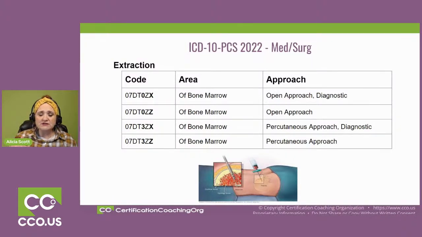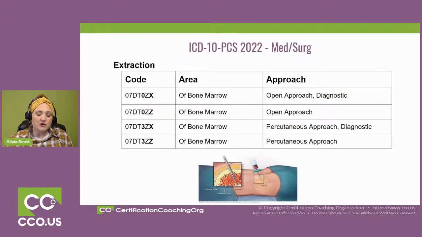So ultimately, what are we extracting? Bone marrow. How are we going to access that? We can do open approach diagnostic. Now, and then we have open approach, and then we have percutaneous approach and diagnostic. The game changer here is the term diagnostic, because what does diagnostic mean? You can put it in the chat. That means we're going in to look for something specifically. We know that there's a problem, so we're going in to find out how to identify it.